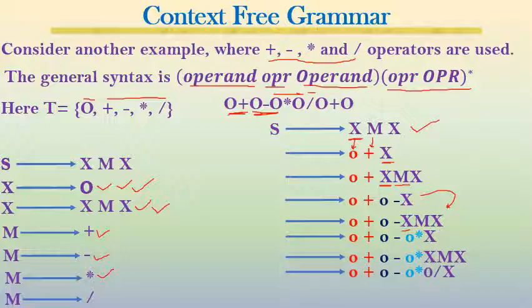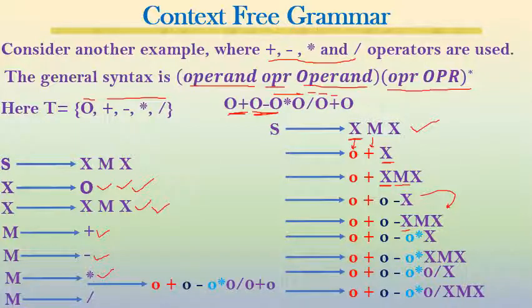So here we are: O plus O minus O star O divided by X, and again we'll have to replace X with XMX. This time we will replace X with O and M with plus, and we'll get this one. Eventually we'll get this one, because this final X has also been replaced with O. We are at the end of this expression, and this way you can see that the above expression has been validated. It has been found that this expression follows this grammar, or we can say that the syntax of this expression has been defined by this grammar.